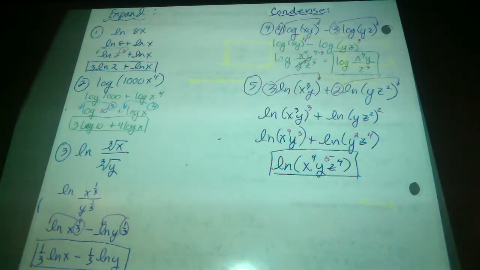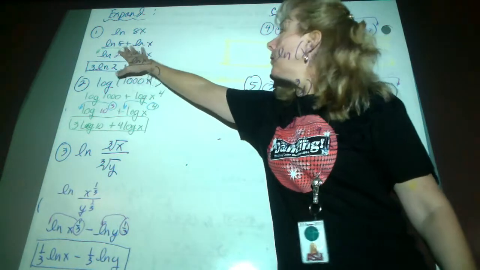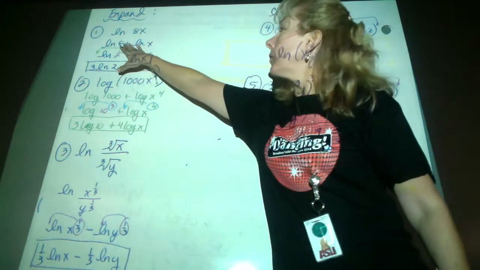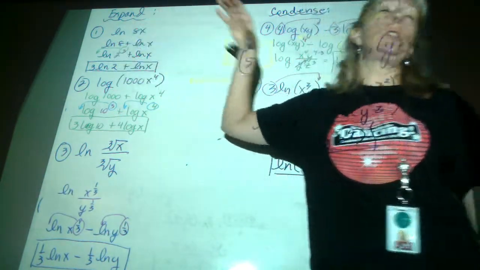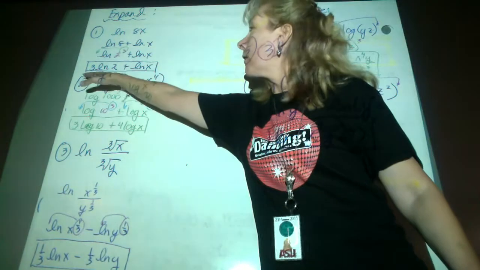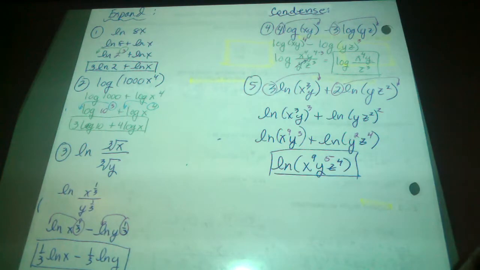So here's the work for these. So remember on the first one that because it's being multiplied, we expanded it out by addition, but you then have to take the 8 and convert it to its exponential form, which is 2 to the third. Because it has an exponent, that 3 gets swung out in front, and so you end up with 3 times the natural log of 2 plus the natural log of x.